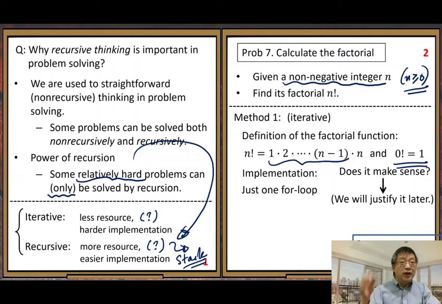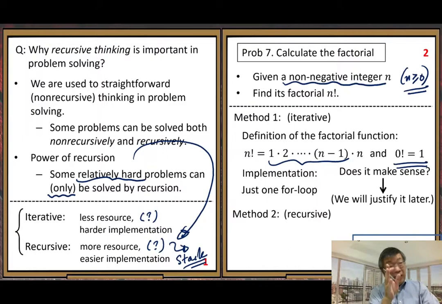Now let us move to method number 2, recursive method. Here, although it is an extremely easy question, we would like to go through the recursive procedure to help us understand the basic elements of recursion.